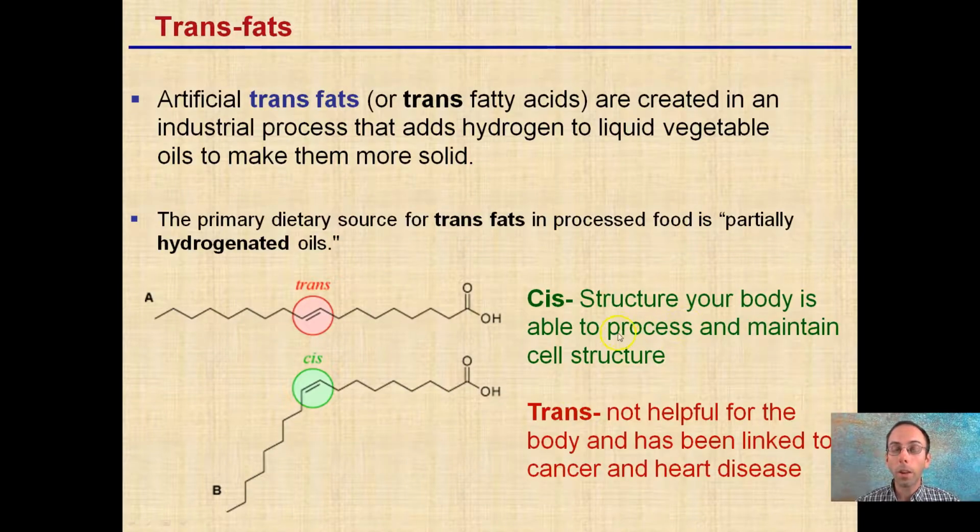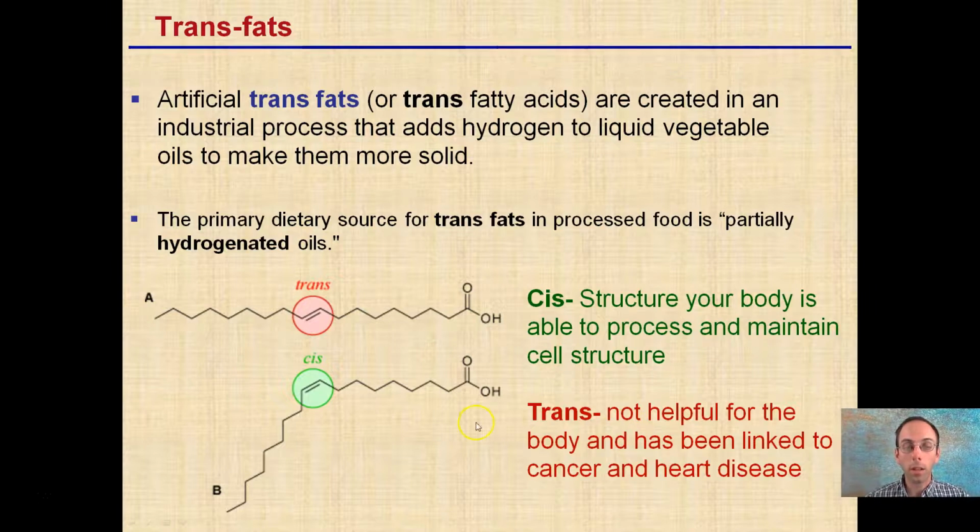The cis structure in your body is able to be processed and maintain its cell structure. You can read here, trans fats are not helpful for the body and are linked to cancer and heart disease. So the structure of these molecules and how it impacts our body is very important. Artificial trans fats are created in an industrial process that adds hydrogen to liquid vegetable oils, making them more solid. So there's an advantage here in the processing industry, which is why some of these have been created. The primary dietary source for trans fats is processed foods and partially hydrogenated oils.